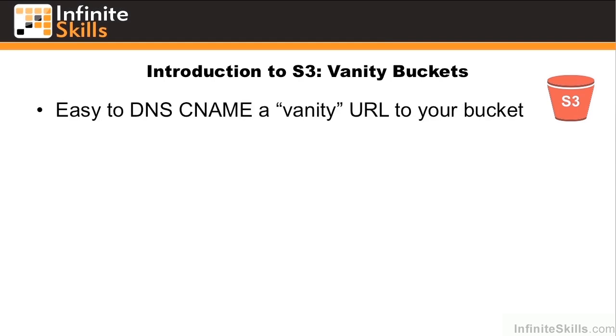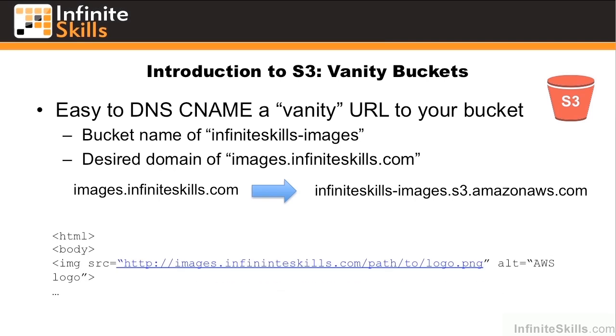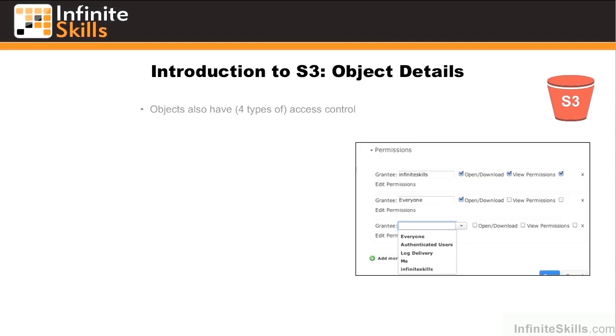It's very easy to CNAME a vanity URL to your bucket. For example, if I created the bucket name of infiniteskills-images, but I had a desired domain name of images.infiniteskills.com, I can easily CNAME the Infinite Skills S3 domain as images.infiniteskills.com, and then include images.infiniteskills.com in my references to it.